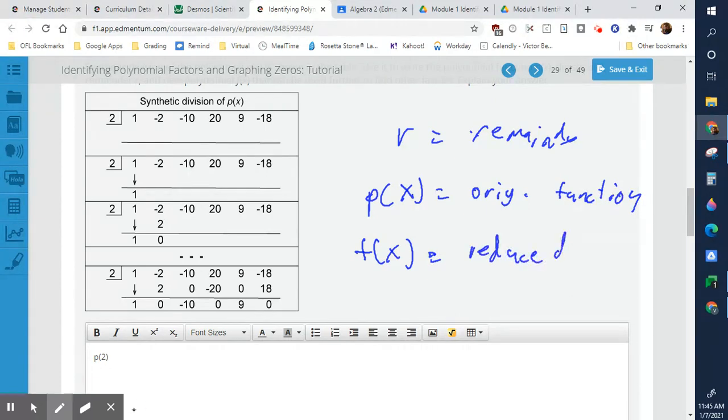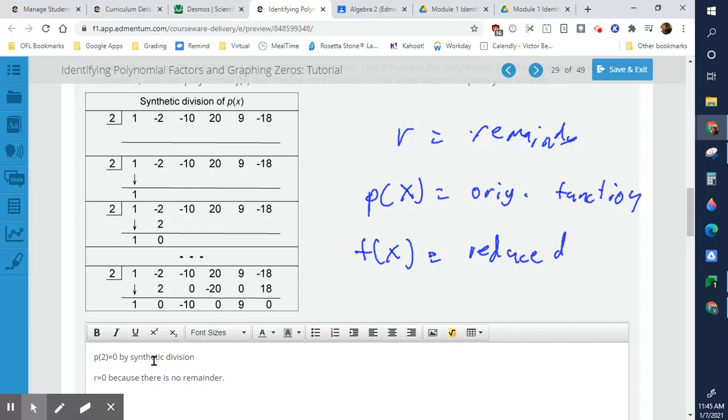R is 0 because there is no remainder. Or another way of saying it is x minus 2 divides into p of x. So what I'm saying there is it divides it nicely. It divides our original function nicely, so there is no remainder. That's another way of saying it.